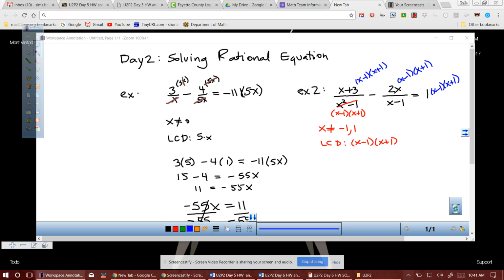Little interlude right there. So I go and I start marking out. So in my first fraction, both the terms will mark out, and I'll just have x plus 3 minus, in my second fraction, I'll have the x minus 1, so I have 2x times x plus 1. And then in my last fraction, nothing's going to mark out, so I have x minus 1 times x plus 1.